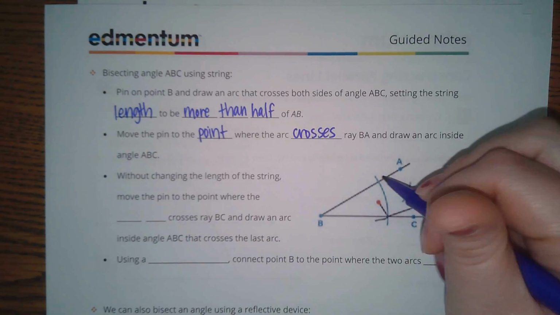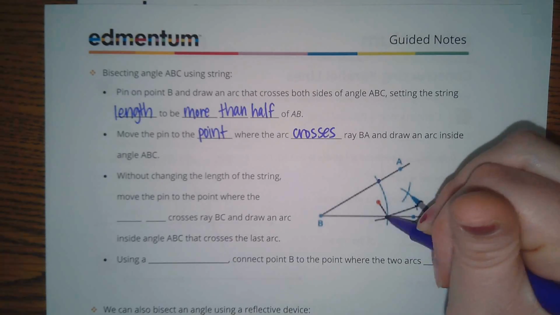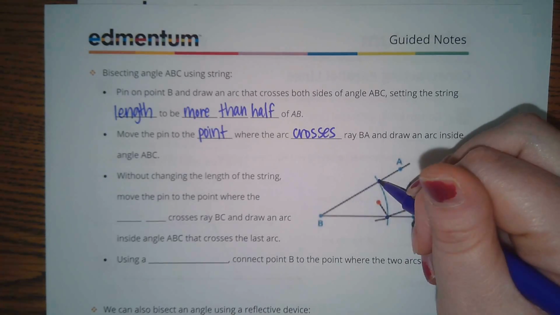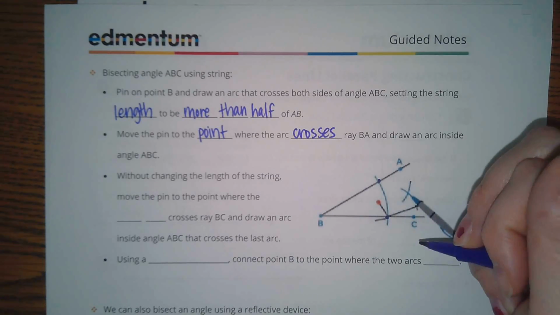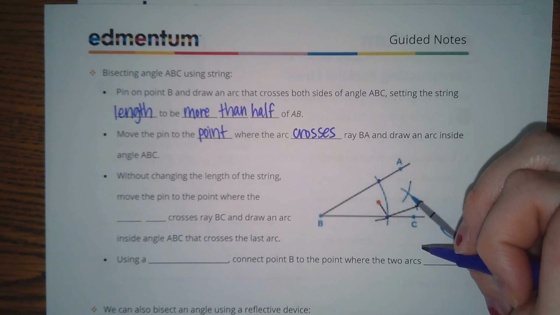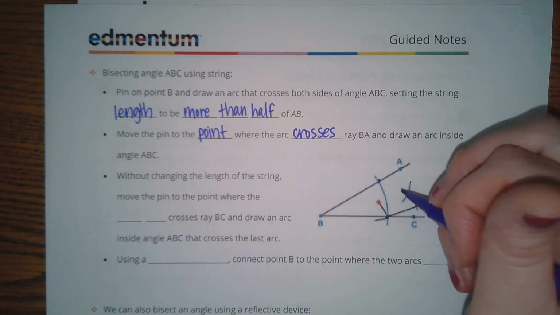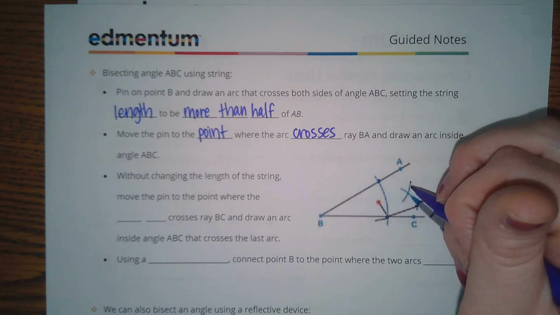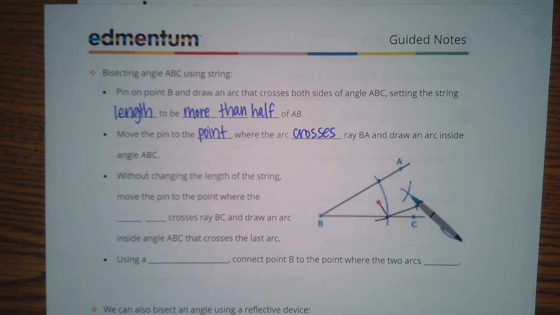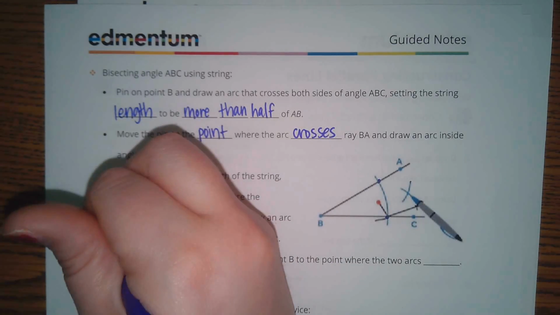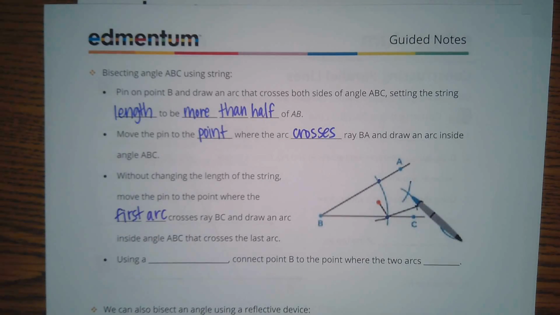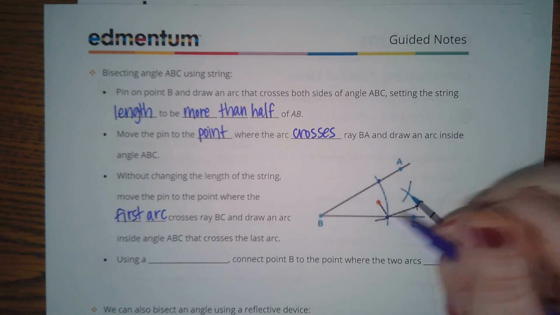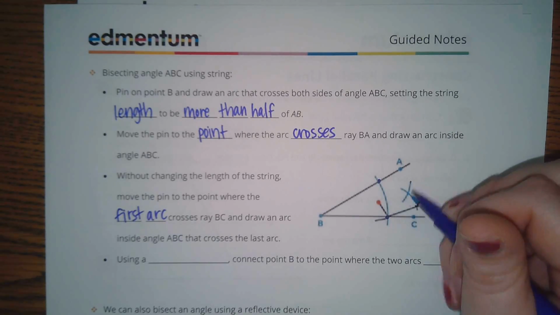So we'll see that we drew that big arc just like before. We have these two points. Now I'm going to move my pin and put it there, and then I want to draw this shorter arc here, and I want it inside of my whole big angle. Now without changing the length of that string from that to that arc right there, we're going to move the pin to the point where the first arc crosses ray BC and draw an arc again. So now I'm going to move it over here, and I'm going to draw a second arc that kind of touches this one.